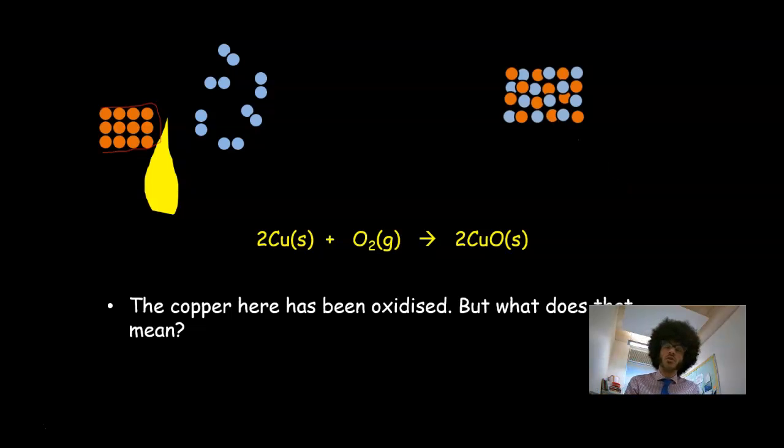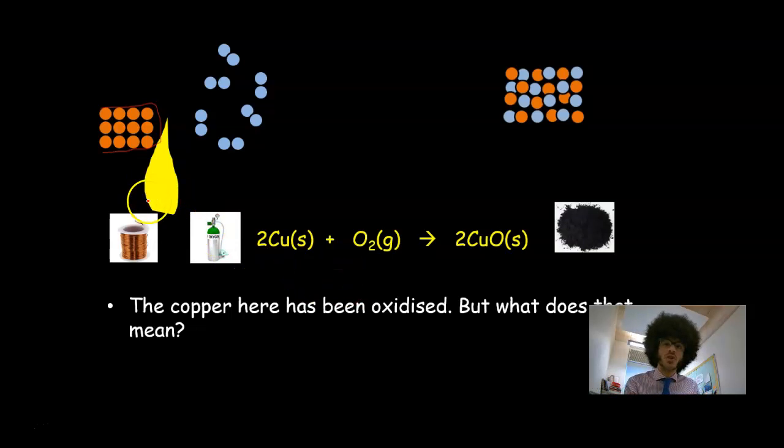What's interesting is what you start with and what you end up with in terms of states of matter. At the beginning, you start with a copper wire, which is a solid, shown by the S here, a solid metallic wire which is orange. That reacts with a clear colourless gas, oxygen, which you can't see in the atmosphere. Those two combine to form copper oxide, a black powdery solid, which in terms of properties is completely different to what it started with. The copper here has been oxidized. But what does that actually mean?